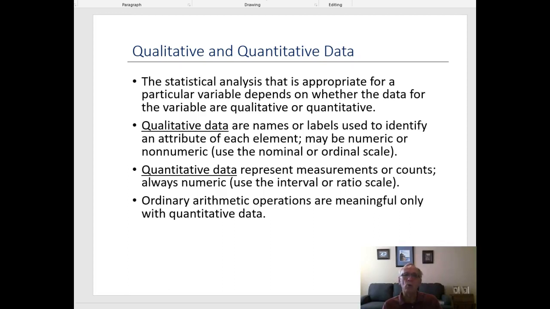We're going to talk about qualitative and quantitative data. Qualitative data: names or labels used to identify an attribute, may be numeric or may be non-numeric. Quantitative represents measurements or counts, always numeric.